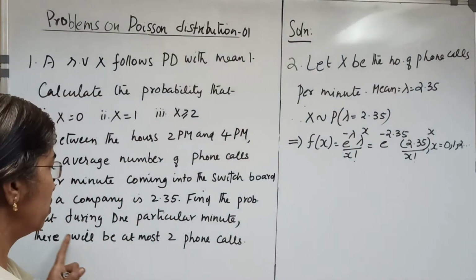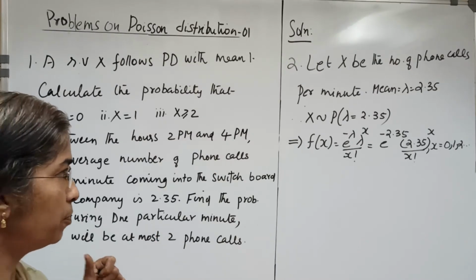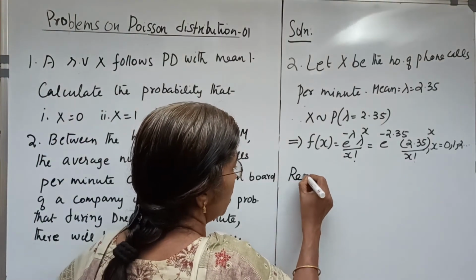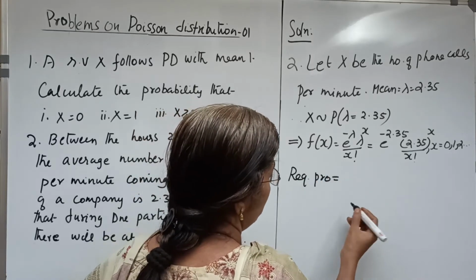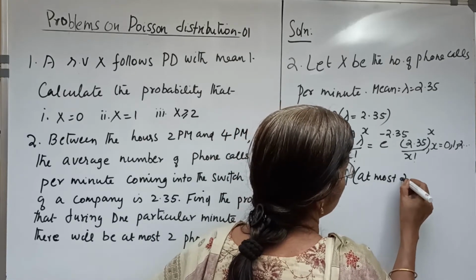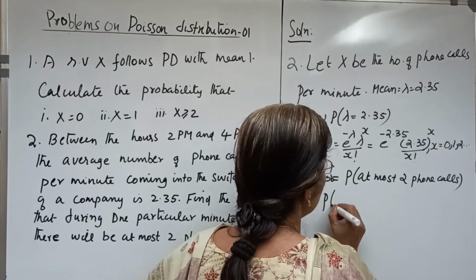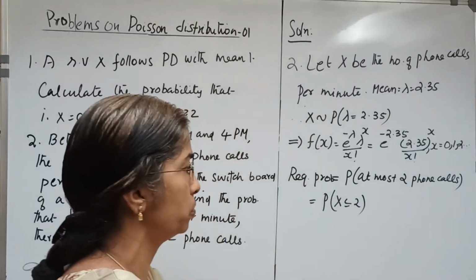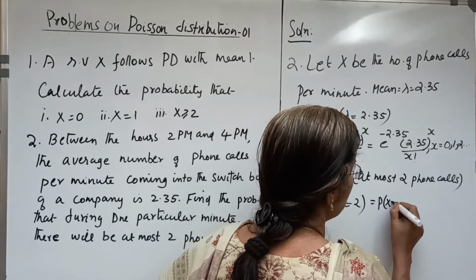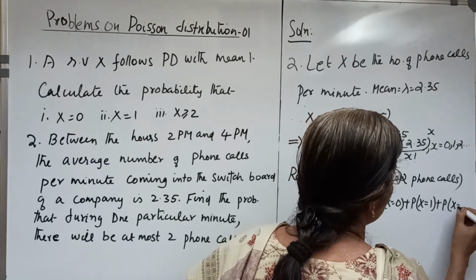Now the question is to find the probability that there will be at most 2 phone calls per minute. What is meant by at most 2? It is maximum 2. Therefore, the required probability is the probability of at most 2 phone calls, which is probability x less than or equal to 2, maximum 2. That is, x takes value 0, 1 and 2. So probability x equal to 0 plus probability x equal to 1 plus probability x equal to 2.